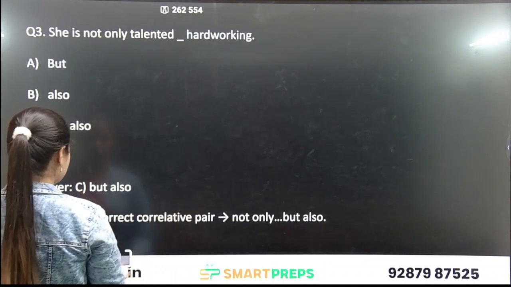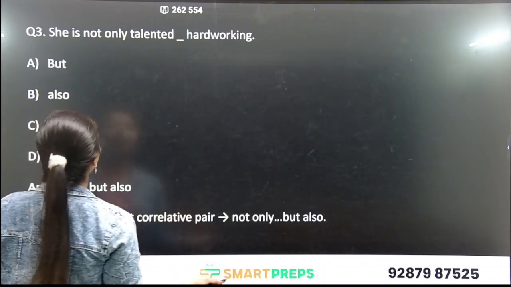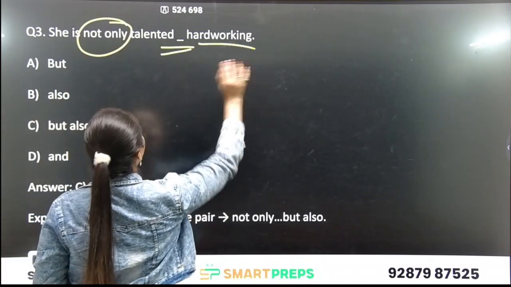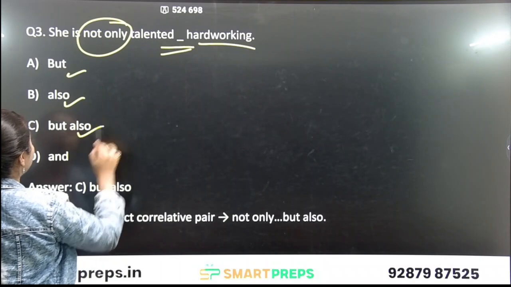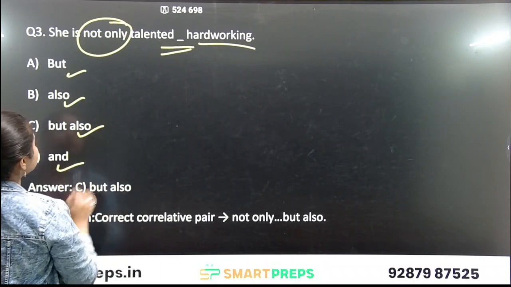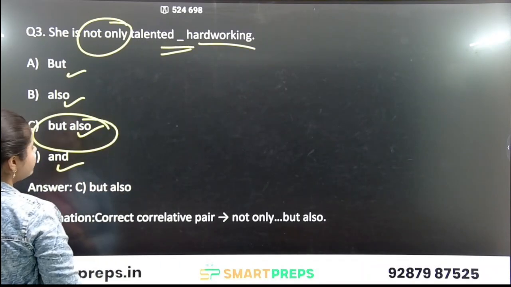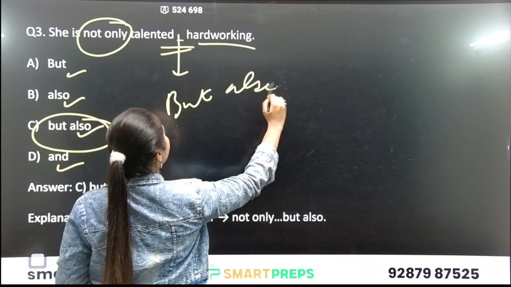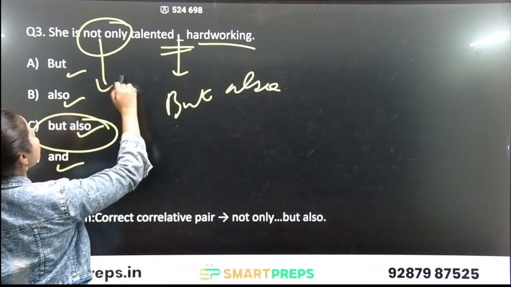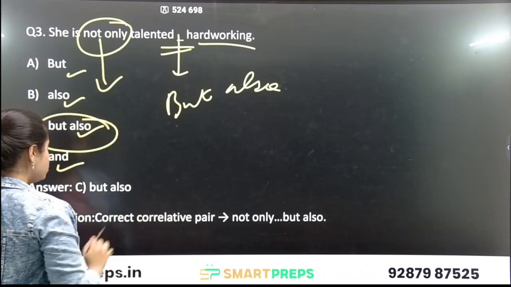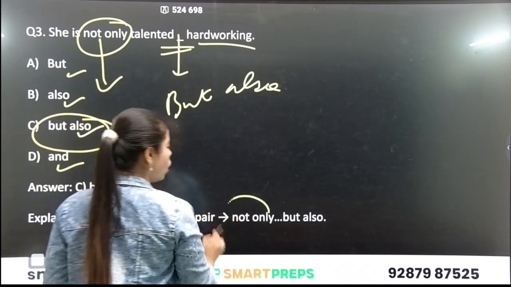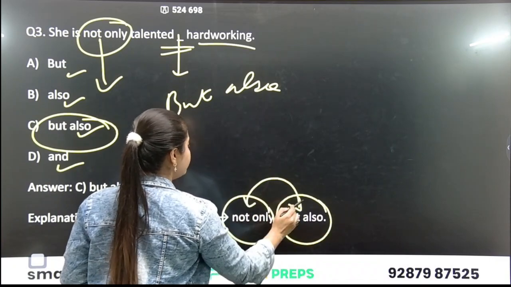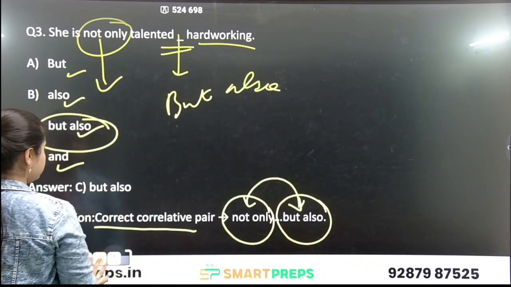She is not only talented dash hardworking. The options are but also, and. So the correct answer is "but also", because here it is "not only". So the correct correlative pair is "not only... but also". These two are correlative conjunctions.